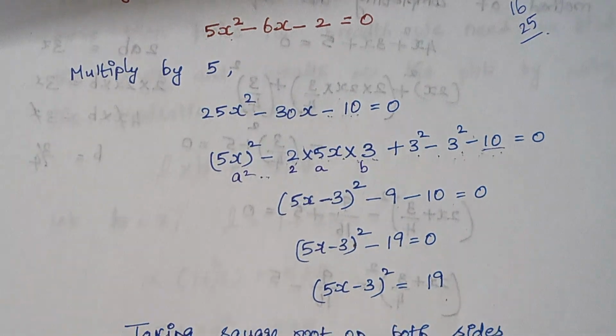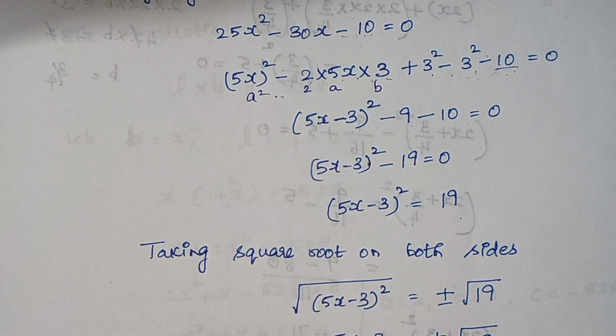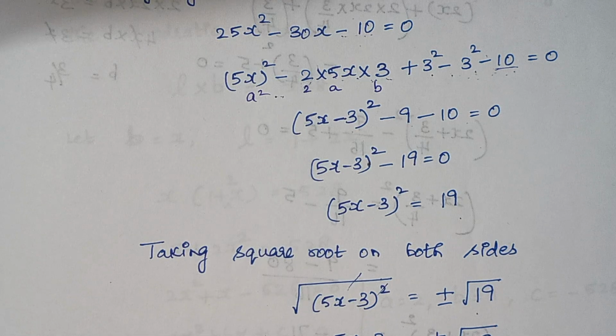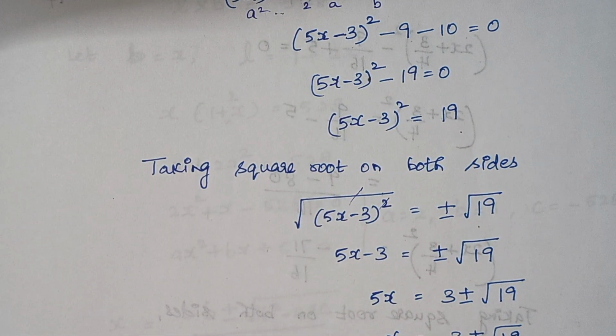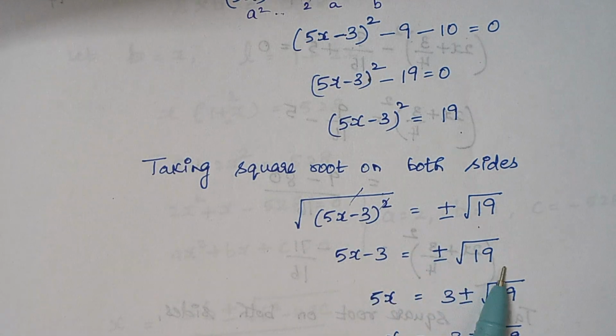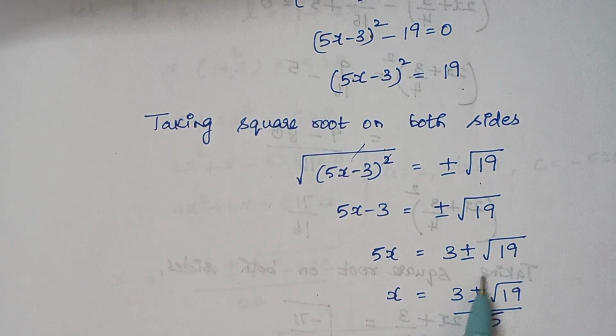So when I take square root on both sides, I have square root of 5x minus 3 the whole square equal to plus or minus square root of 19. Here the square and the square root will get cancelled. So I will have 5x minus 3 equal to plus or minus root 19. And I am moving this minus 3, so when it goes to the right hand side, it becomes plus 3. So 5x is equal to 3 plus or minus root 19. So the value of x is 3 plus or minus square root of 19 by 5.